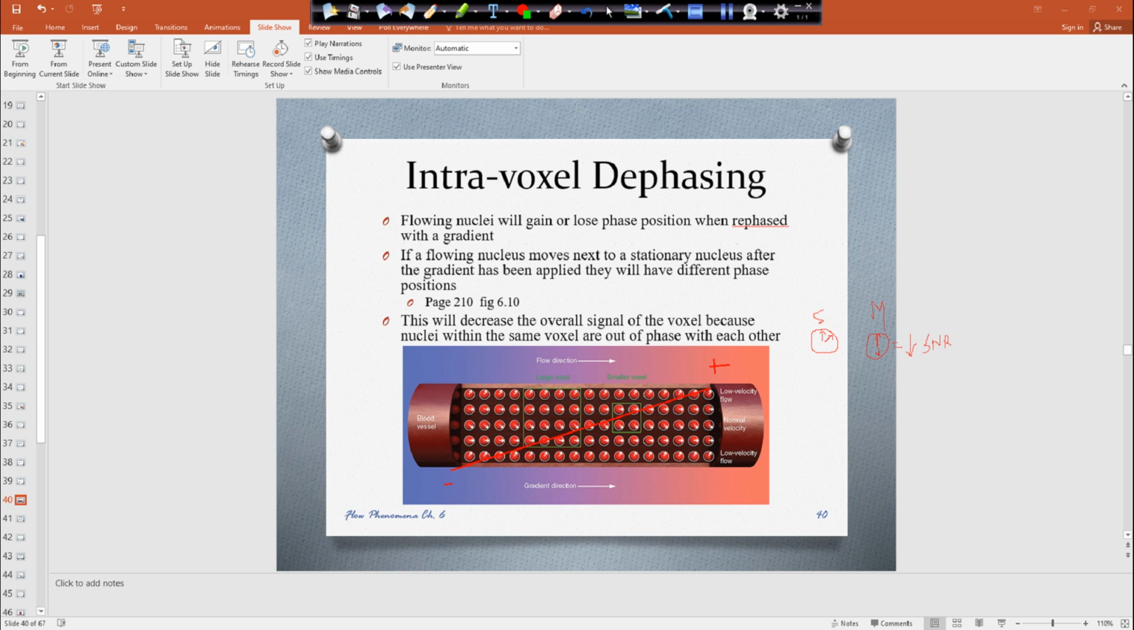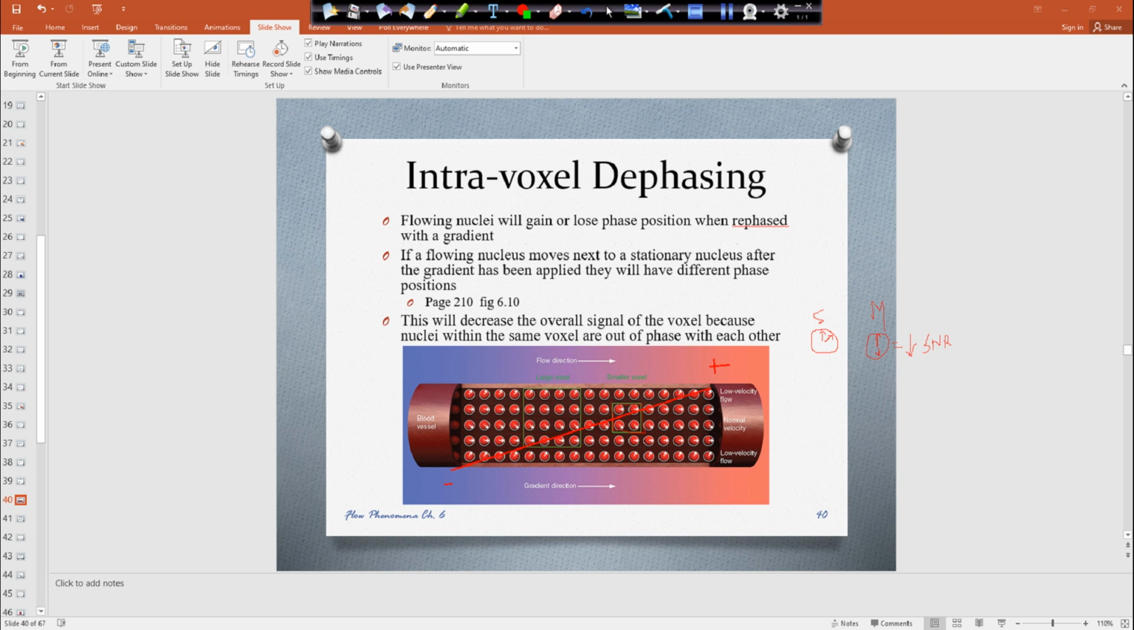That's why we call it intravoxel dephasing, because sometimes within a voxel, we have spins that are at 2 o'clock and we have some spins that are at 6 o'clock. So anytime the spins are not matching up in where they are in position on the clock, it's going to decrease our overall signal within that voxel. So that's what intravoxel dephasing means.